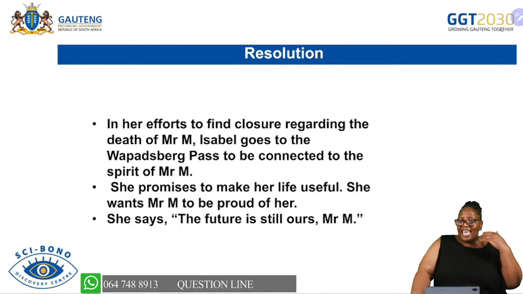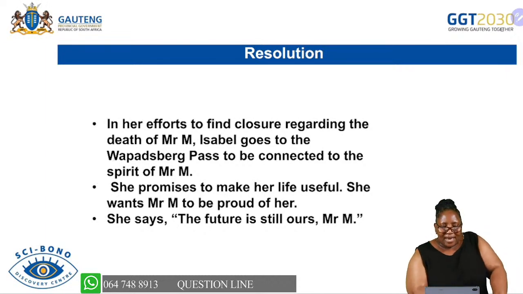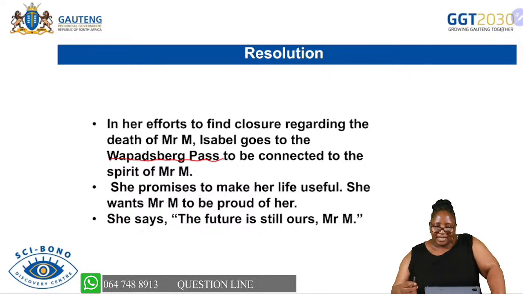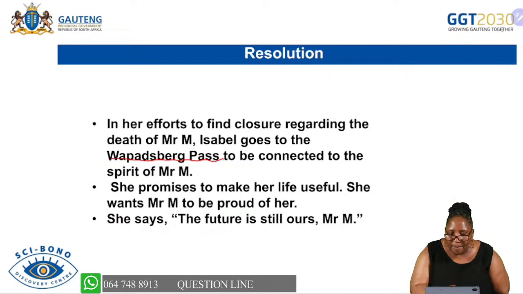In her efforts to find closure regarding the death of Mr. M, Isabel goes to Warpatsberg Pass to be connected to the spirit of Mr. M, to bid Mr. M farewell. And when she's there, she makes a promise to herself that she's going to be useful. And Mr. M will look from heaven and look at her and then he will be proud.